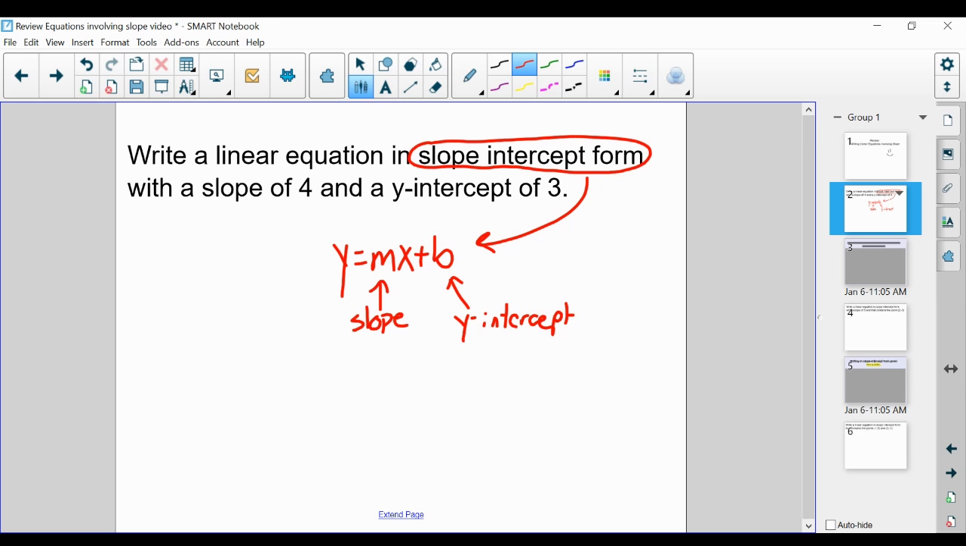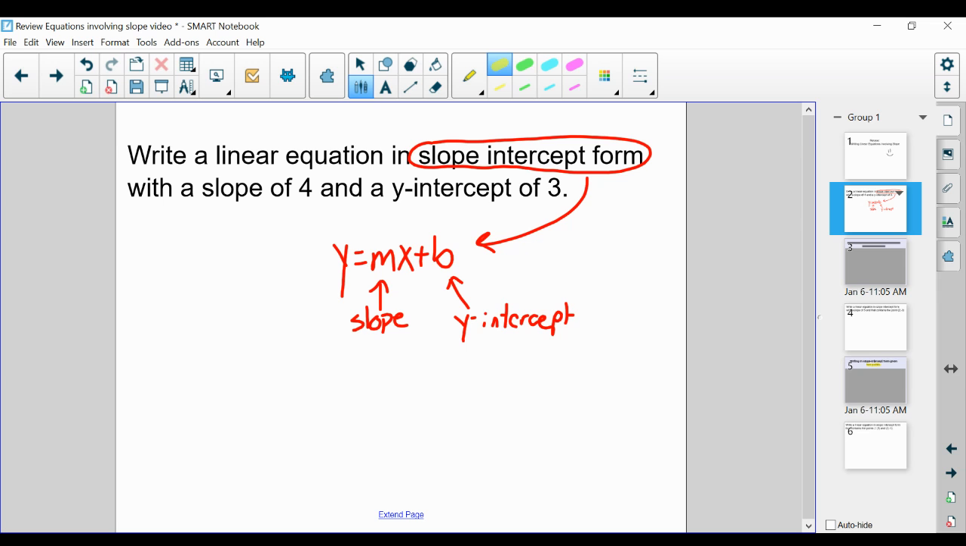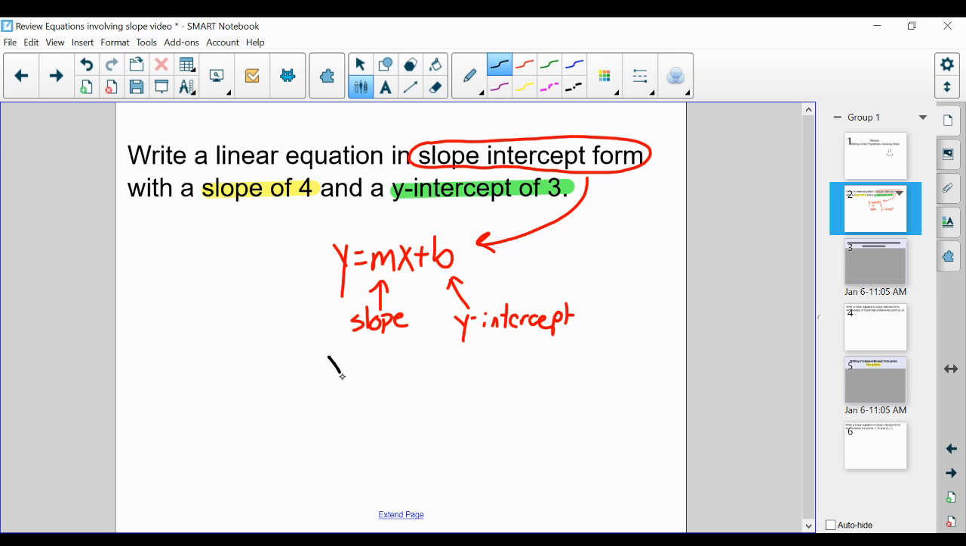So within this problem, we are given the slope and we are given the y-intercept. Well, it says we have a slope of 4 and a y-intercept of 3. So all we're going to do, we're going to start out with y equals mx plus b. We're going to start with slope-intercept form, and we're going to substitute in for our m and our b. So our slope of 4, so 4x plus 3.